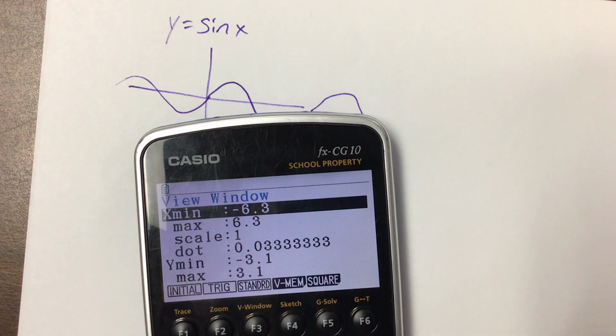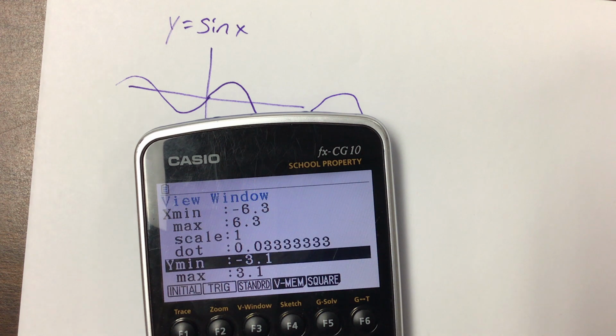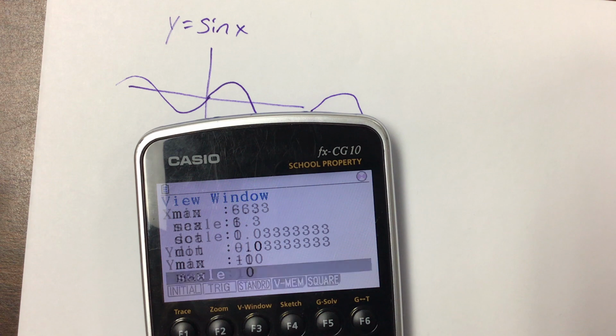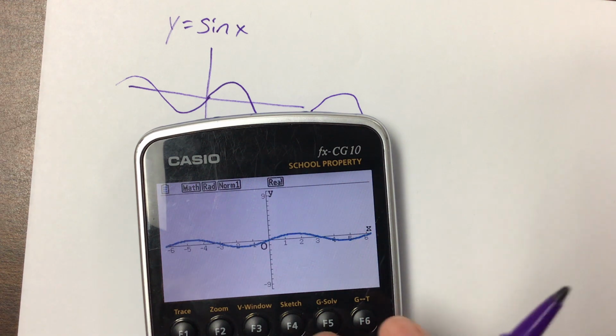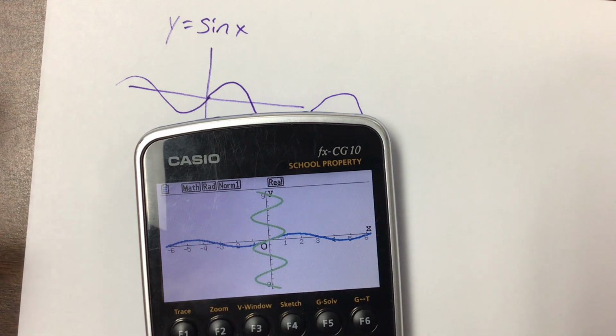If I change my window, let's get a little bit more y values going on, say -10 to 10. Okay, it's going to stretch things out, but here we go. So there's my graph. When I sketch the inverse, notice the inverse, because it's not square, it looks kind of funny, but the inverse is not a function. But we always need the inverse to be a function.